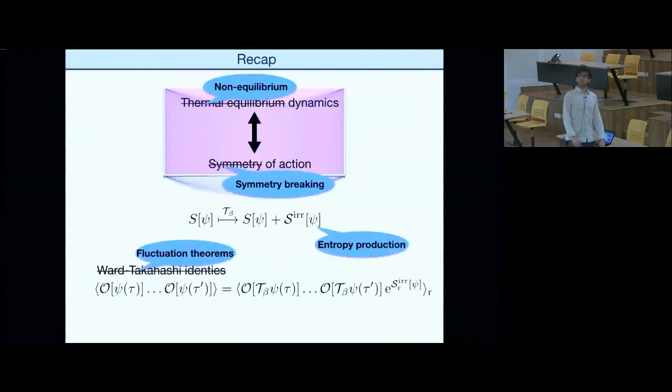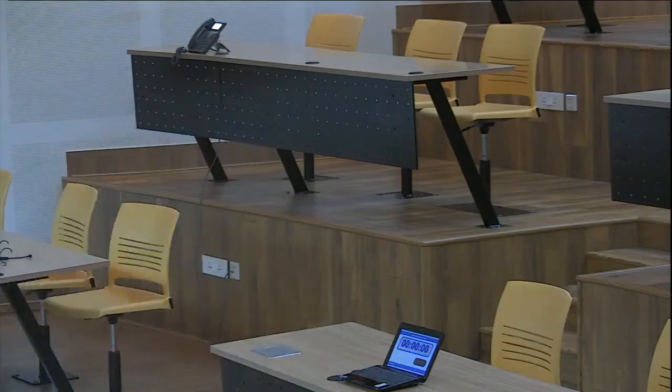And I want to finish by just recapping what I told you. The main message was that equilibrium dynamics have a symmetry, and non-equilibrium dynamics are a symmetry-breaking process. The symmetry-breaking terms that are generated can be identified as entropy production. We knew this in the classical case from a long time ago. Now it's been generalized to the quantum case, I think. And what we get are so-called fluctuation theorems based on entropy production in the quantum realm.